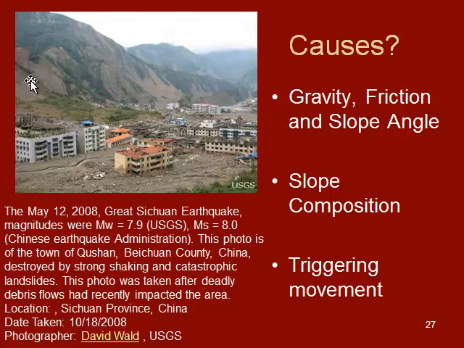Such as in this picture here, where the triggering movement for this huge landslide was an earthquake, a magnitude 7.9, or 8 magnitude, in China. So the hillsides were shaken by this earthquake, and then all the material was rearranged and loosened, and gravity could easily pull it downslope because of that triggering movement.